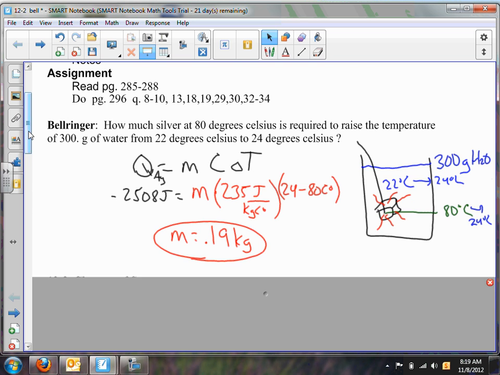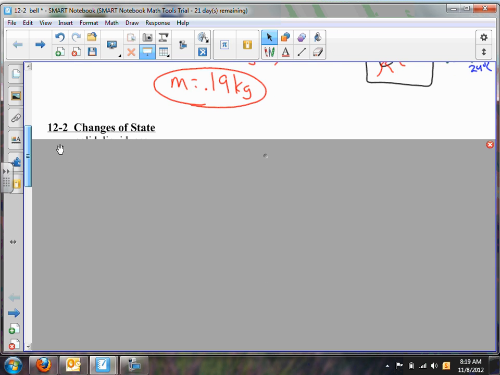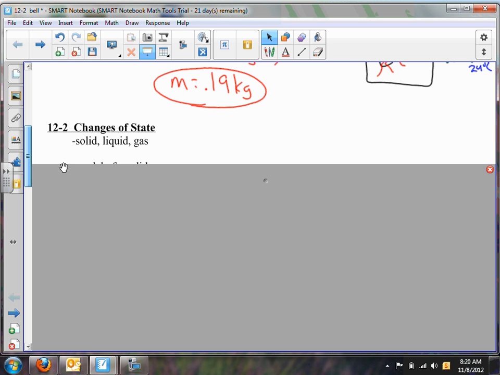All right, let's look at the new stuff today. Changes of state. Now, when we talk about changes of state, we know there are really 4 of them. We're talking about going from a solid to a liquid to a gas or possibly plasma, which is just heating up the gas even more. We'll focus mostly on these three.